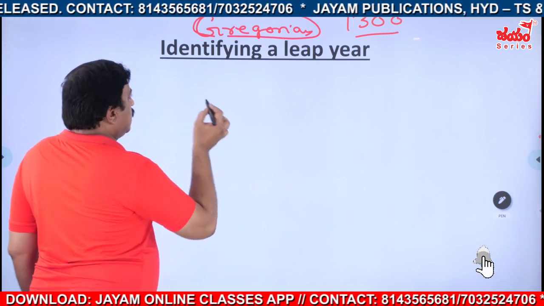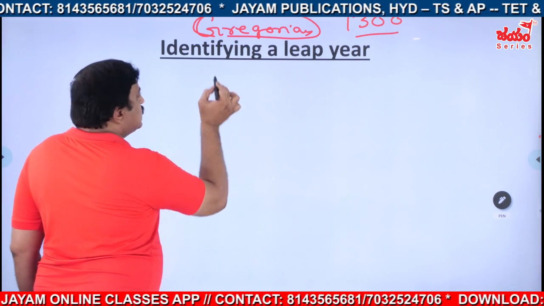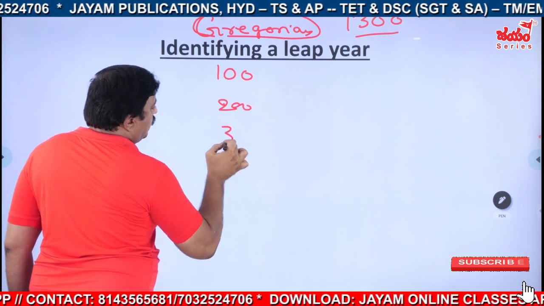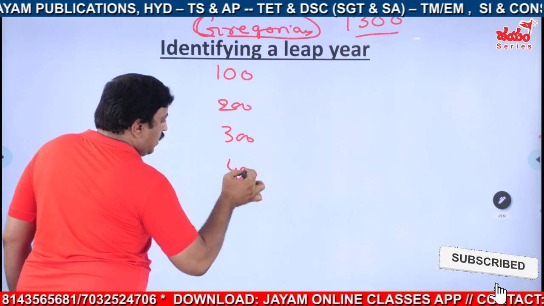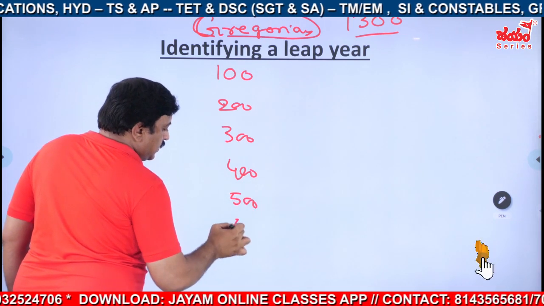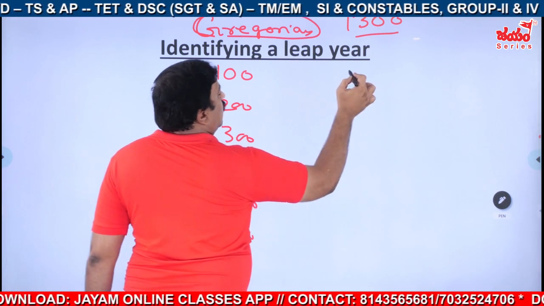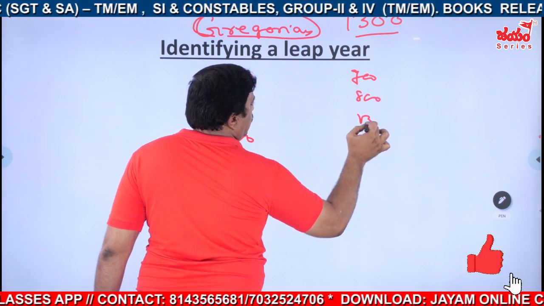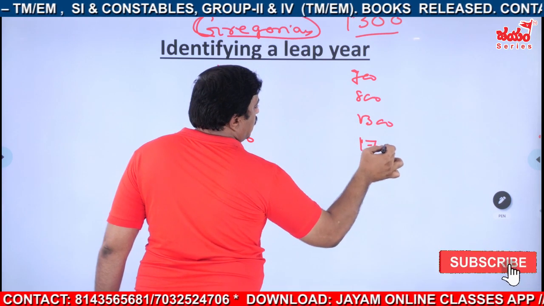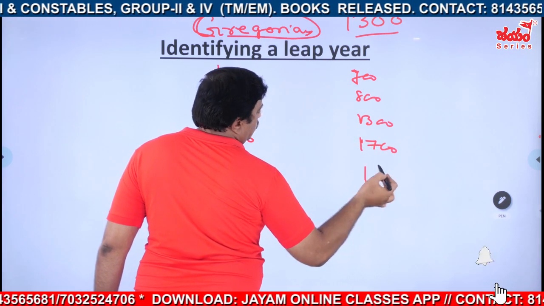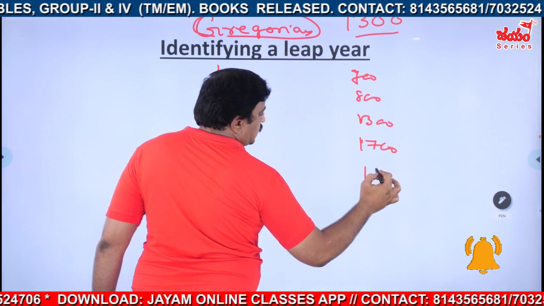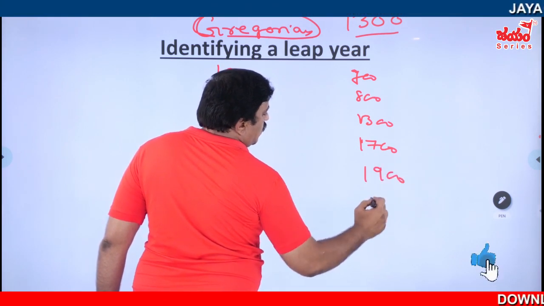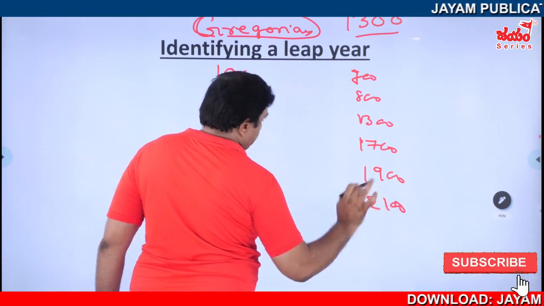For leap years, I am writing only century years: 100, 200, 300, 400, 500, 600. Okay, let it be 700. I'll go with 800, 1300, 1700. Already there is over, there is again 1900, 2100, like that. Okay.